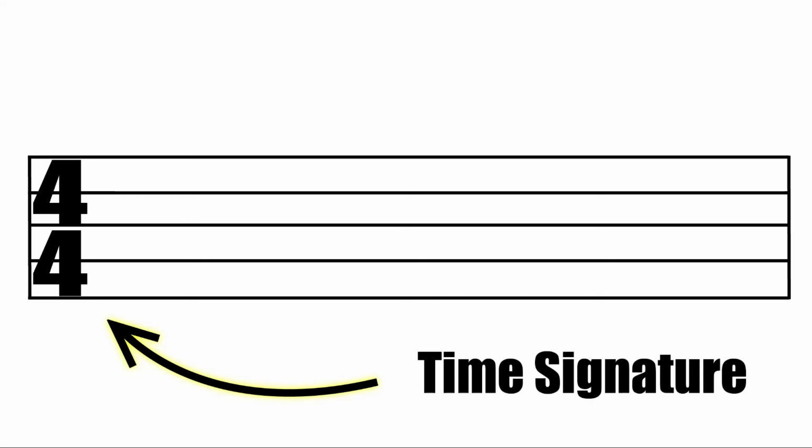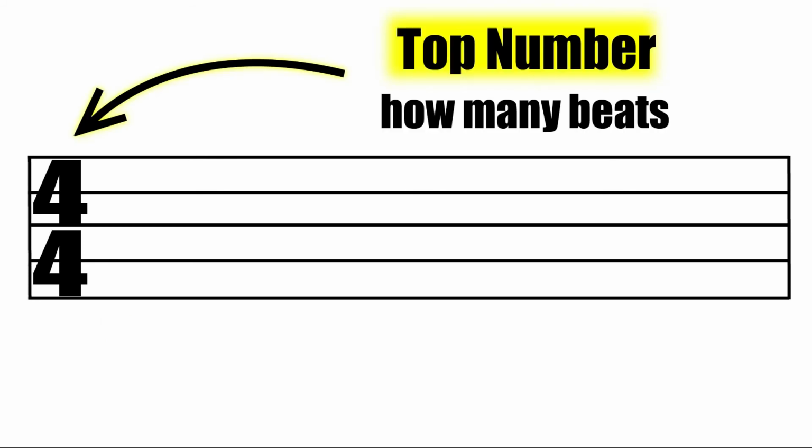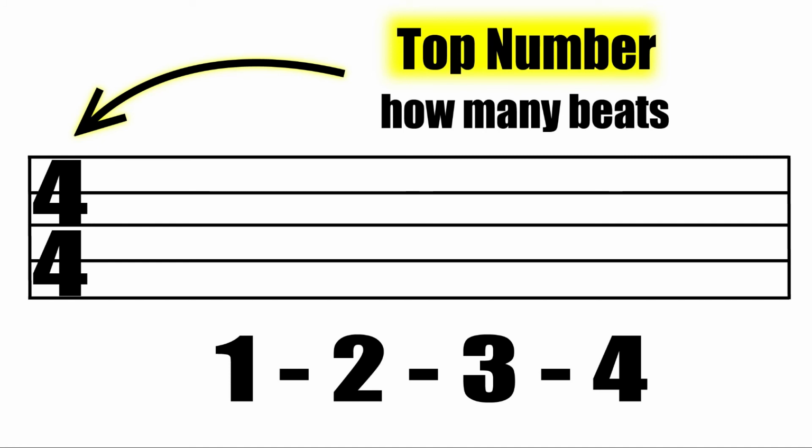At the beginning of the measure, there are two numbers stacked on top of each other called the time signature. The top number shows how many beats are in the measure. If the top number says 4, then you will count from 1 to 4.